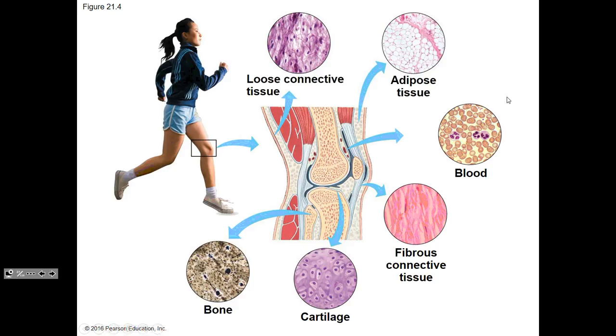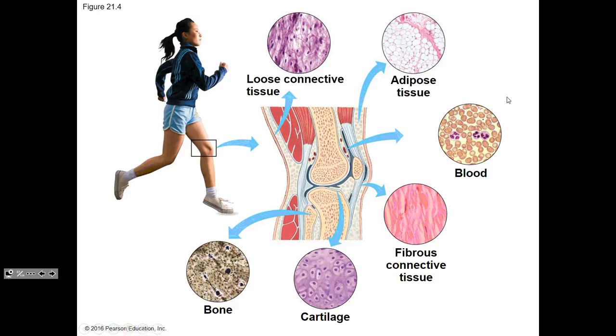Blood actually is a connective tissue. So blood is a tissue. It includes plasma, white blood cells, and red blood cells. Fibrous connective tissues are like tendons. And cartilage would be like what's in our ears.